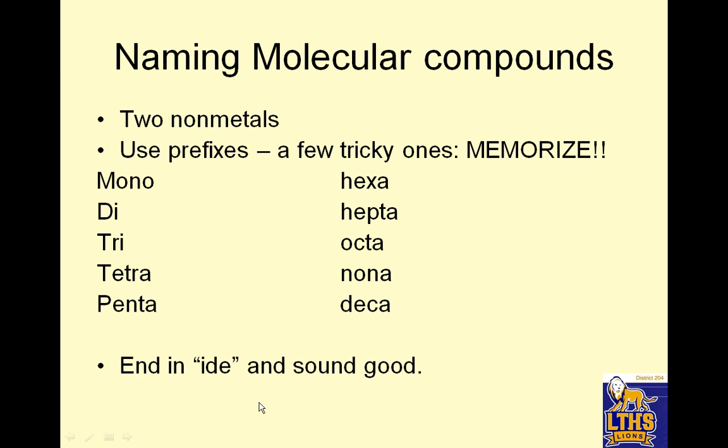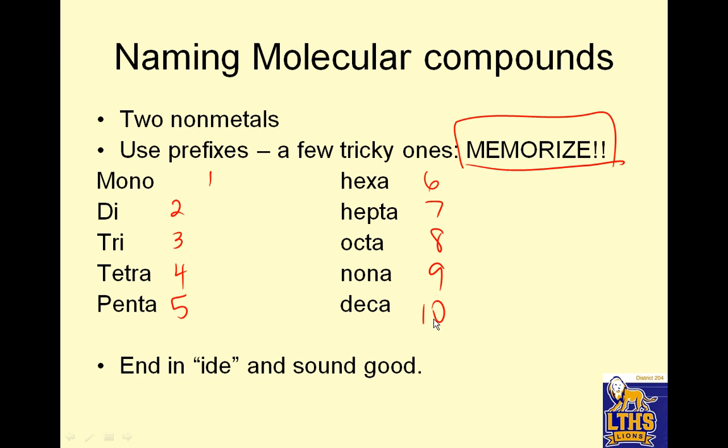Okay, what do we call these things we've been working with? Two nonmetals. You use prefixes, so please memorize what the prefixes mean. Mono is 1, di is 2, tri 3, tetra 4, penta 5, hexa 6, hepta 7, octa 8, nona 9, deca 10. We're going to use these prefixes to say how many of each kind of atom there are. The ending of the second word is "ide."